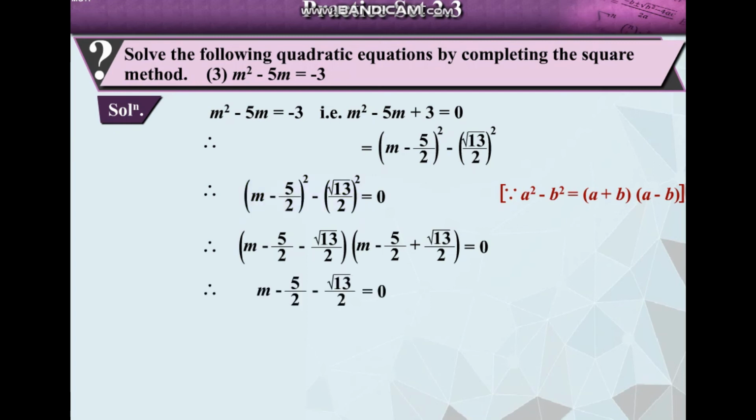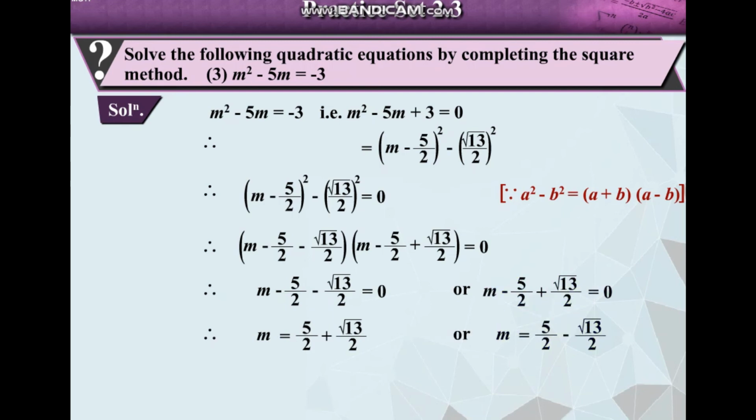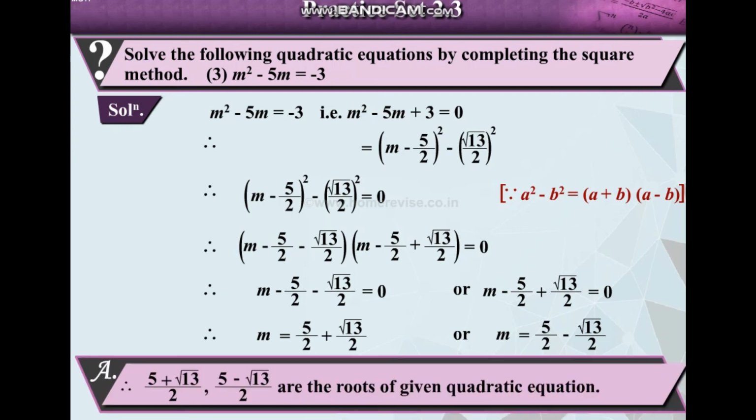Therefore, m minus 5 upon 2 minus root 13 upon 2 is equal to 0, or m minus 5 upon 2 plus root 13 upon 2 is equal to 0. m is equal to 5 upon 2 plus root 13 upon 2, or m is equal to 5 upon 2 minus root 13 upon 2. Therefore, 5 plus root 13 upon 2 and 5 minus root 13 upon 2 are the roots of the given quadratic equation.